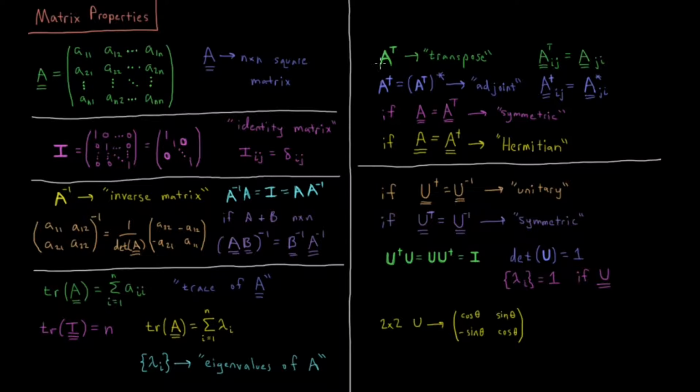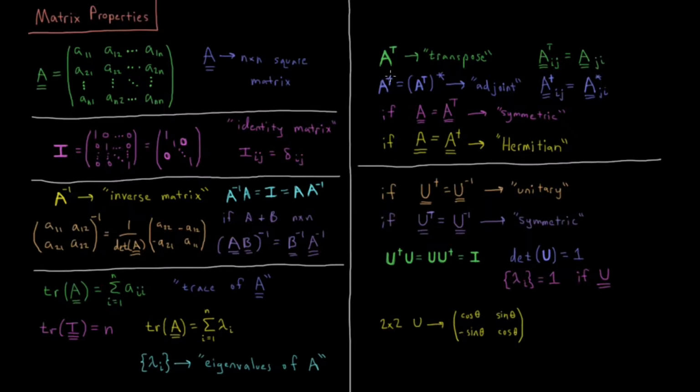Then we have the transpose of a matrix. The transpose of A is denoted with this symbol T here, just as it was for vectors. For the elements of the transpose, we exchange the rows and the columns, so the aij of the transpose is equal to aji. We're just reflecting over the diagonal here. So an1 becomes a1n, a21 becomes a12, and vice versa. If a matrix equals its own transpose, then it's said to be symmetric. And if a matrix equals its own adjoint, it's said to be Hermitian.